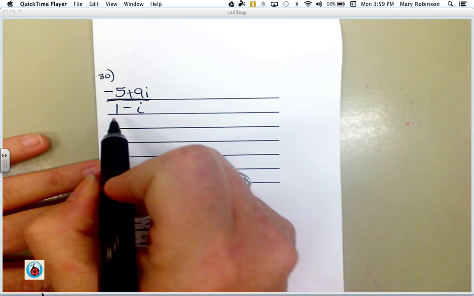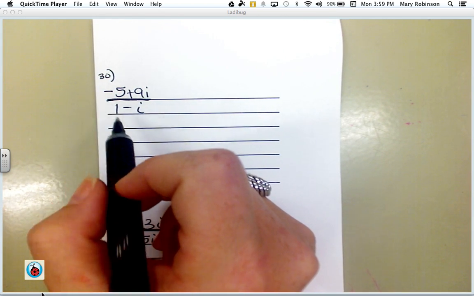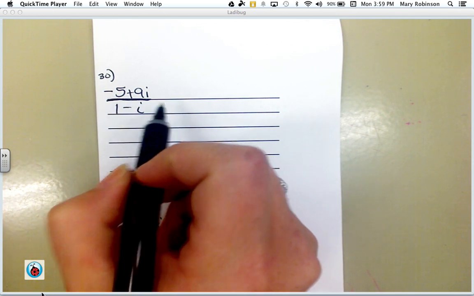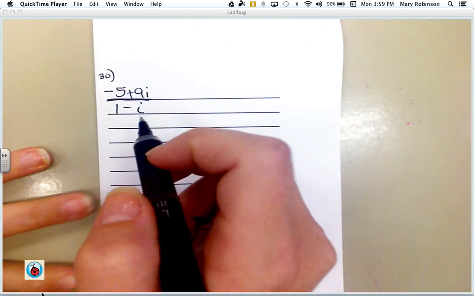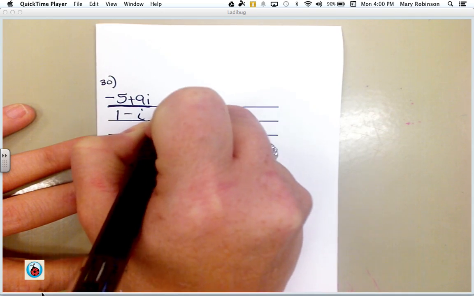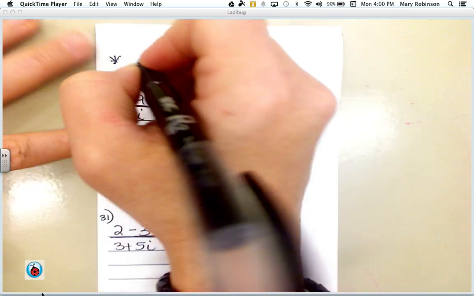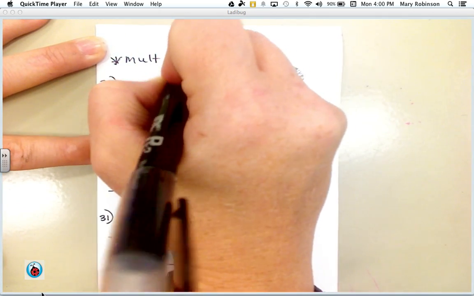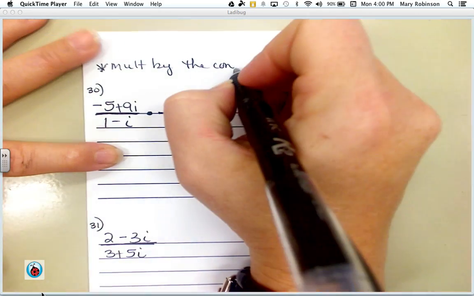All right, next we're going to look at how we simplify a problem when we have the complex number with our real and our imaginary part. So we're trying to simplify negative 5 plus 9I all over 1 minus I. So again, because we have I in our denominator, that tells us we need to divide. But in order to divide, we must multiply the top and the bottom by the conjugate of the denominator. And let's just make a note of that. Multiply by the conjugate of the denominator. We never find the conjugate of the numerator.